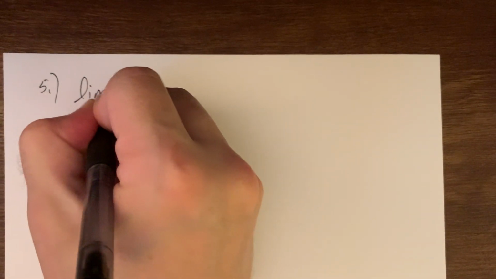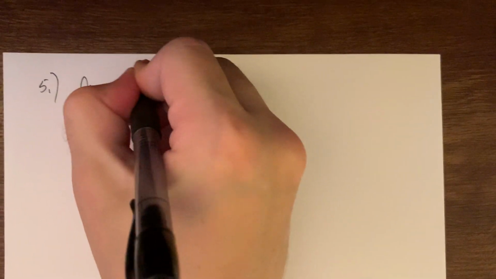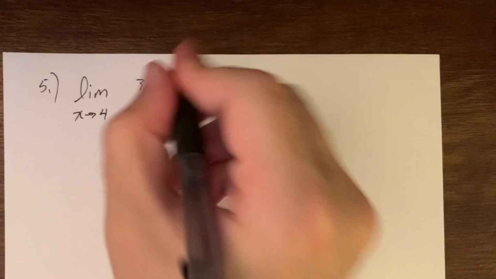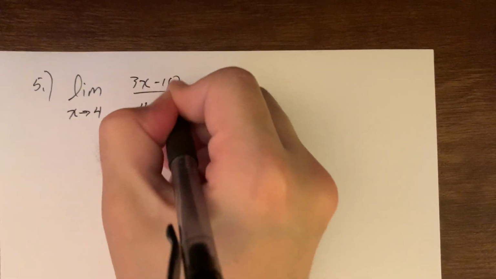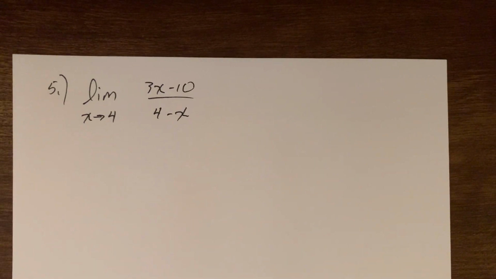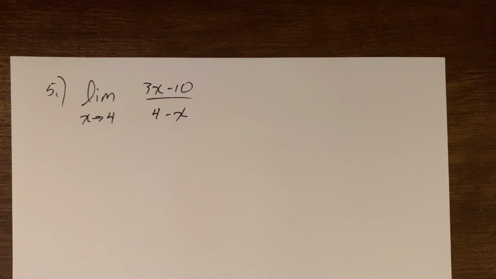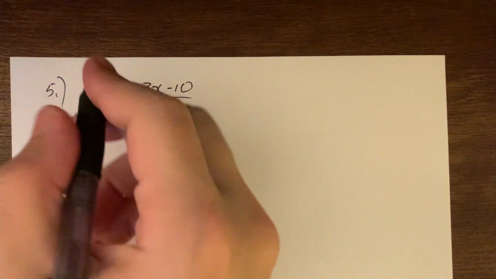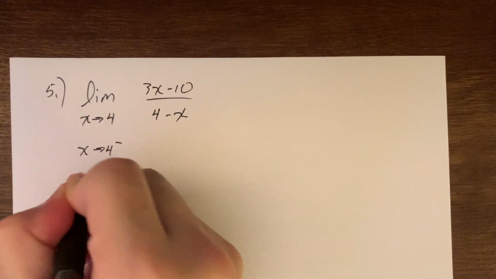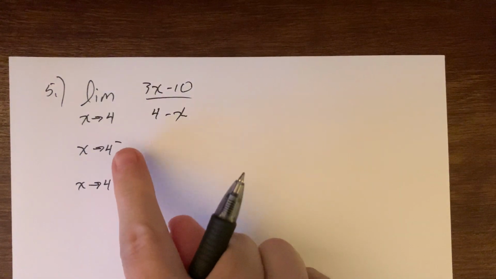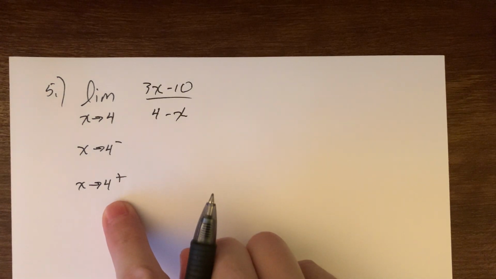Let's jump into number 5. Let's take a look at the limit as x approaches 4 of 3x minus 10 all over, let's do 4 minus x. So just like the previous one, again, let's make sure, just looking at x approaching 4, I'm going to consider on my own what happens when I approach 4 from the left versus 4 from the right.